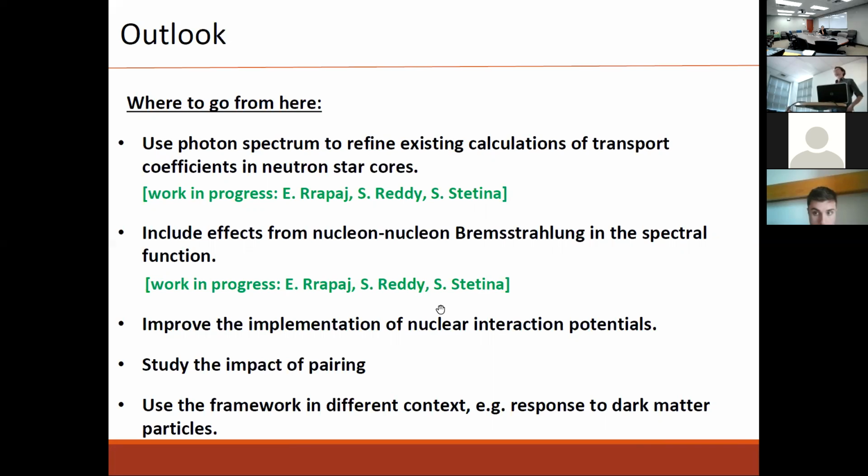once you have a very accurate description of the photon spectrum in dense nuclear matter, you could also ask questions which are not directly related to neutron star physics. You could ask, for instance, what's the response of having a dark matter particle that traverses through dense nuclear matter? So these are some things that I would like to look into in the future.